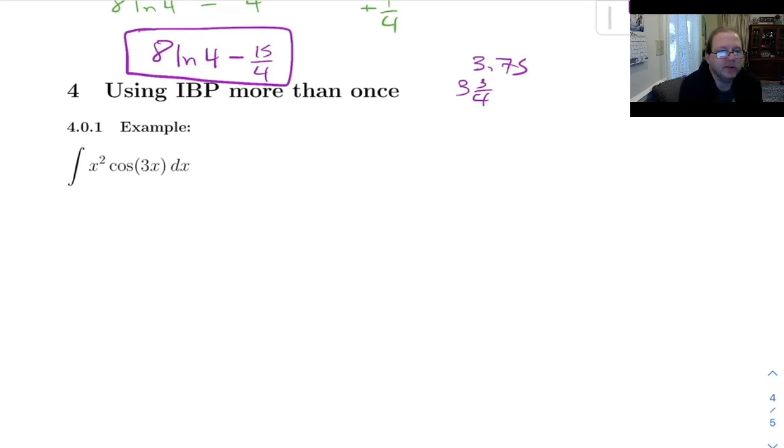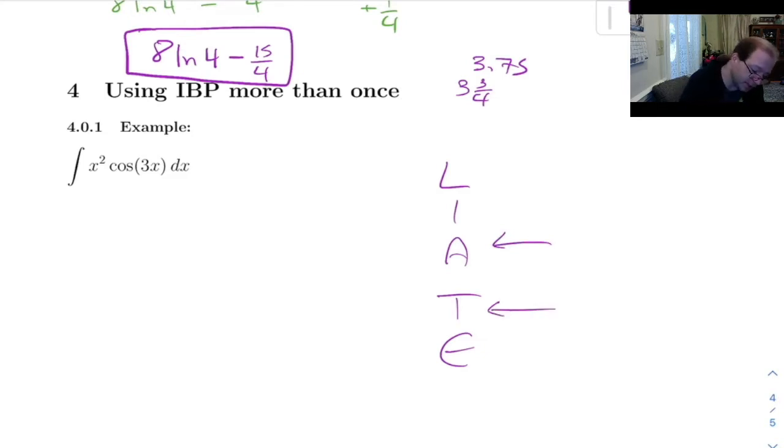Sometimes you wind up having to use integration by parts more than once to do an integral. And this is a good example of that. So here we've got two things inside of this integral. We've got a quadratic and we've got a trig function. So if we look at our LIATE, the quadratic thing is going to be here because it's an algebraic expression, and the trig is here.